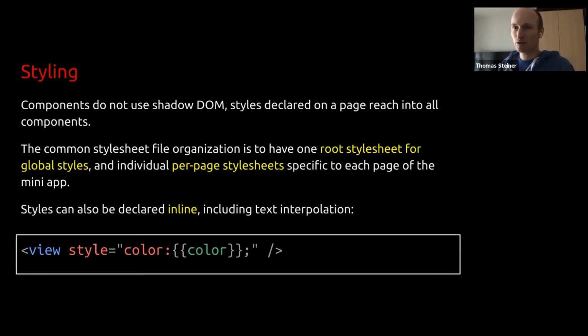And for the components, and I talk about components a little later, they do not use shadow DOM, which means all the styles that you declare on a page will reach into all the components. This is not a problem because pages, I will talk about pages a little later. And common style sheet file organization is to have one root style sheet where you have shared global styles that get applied to everything, and then individual per page style sheets that are specific to each page of the mini app.